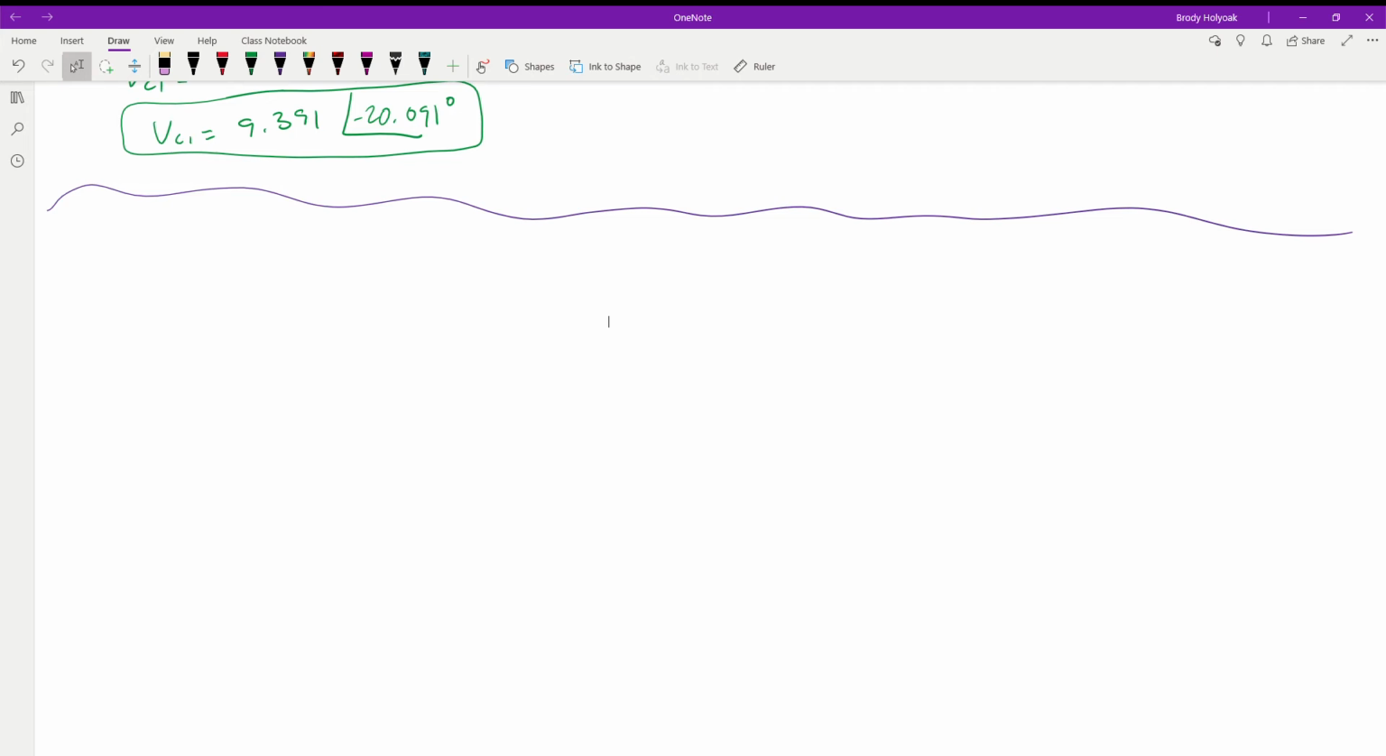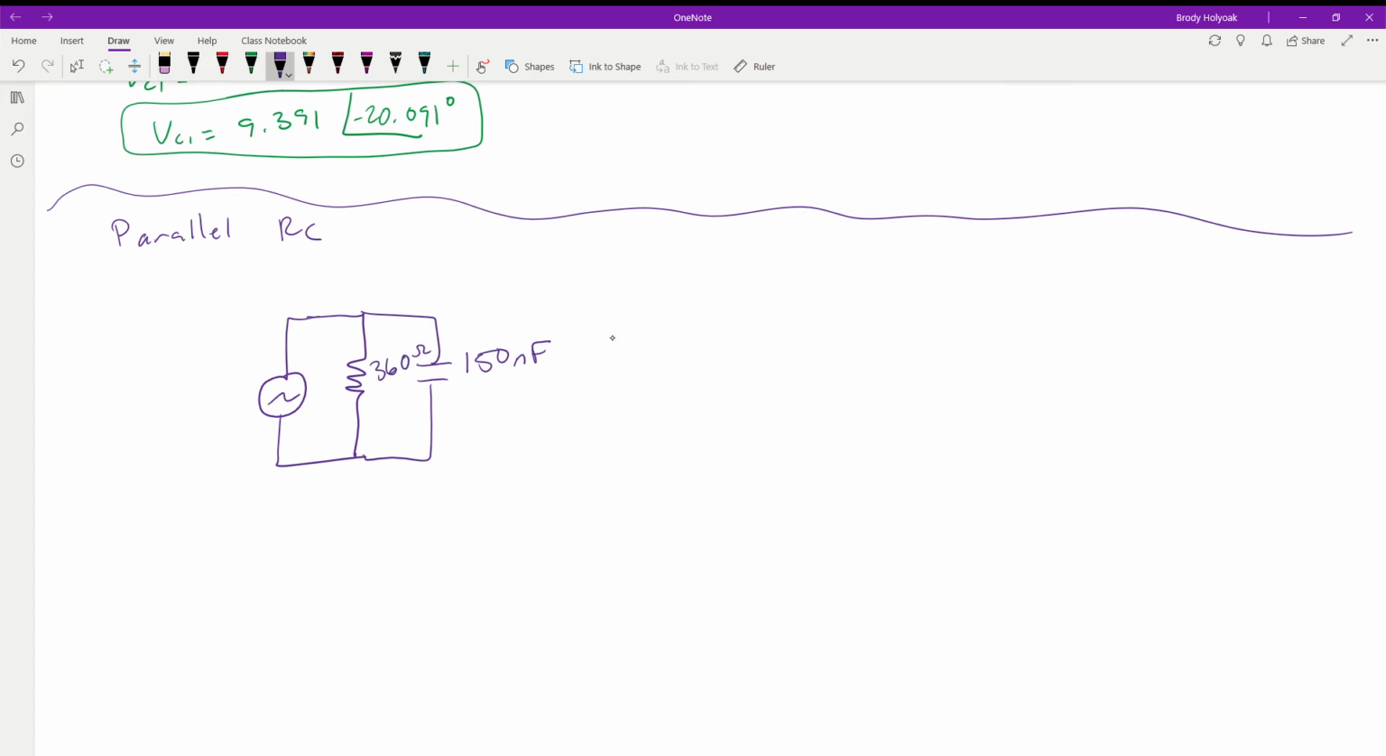We're going to use the same rules, the same conversions that we've been using for the other problems as well. So our opening circuit will be this. We've got a parallel RC circuit, with our generator, a resistor, and our capacitor. The capacitor is 150 nanofarads. The resistor is 360 ohms. Our generator is 4 volts peak at 640 hertz.